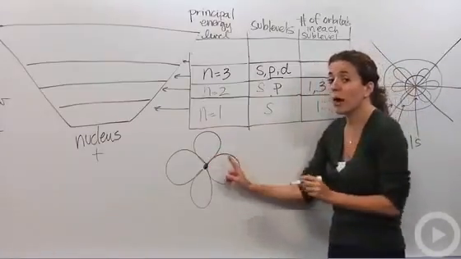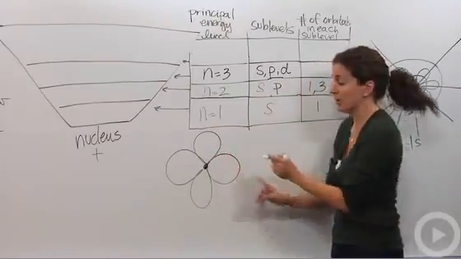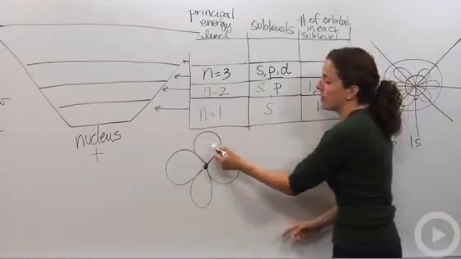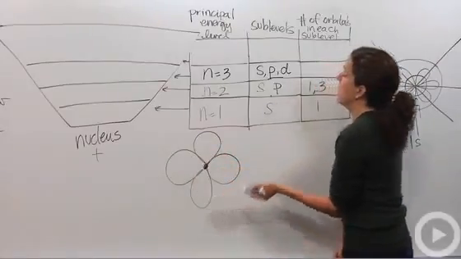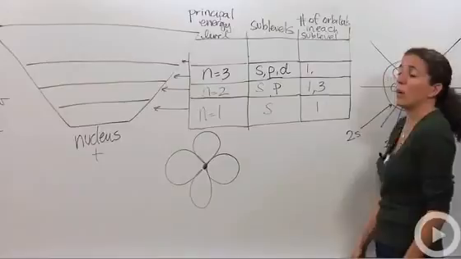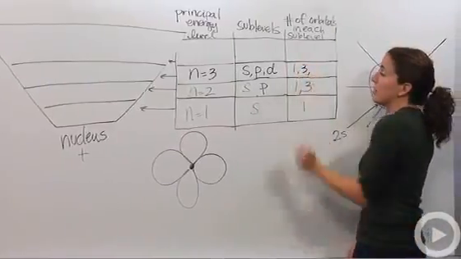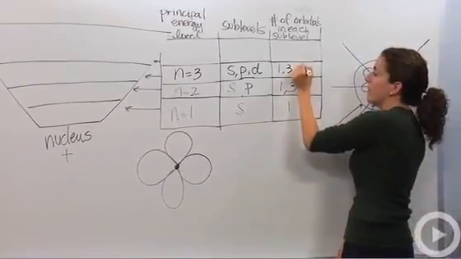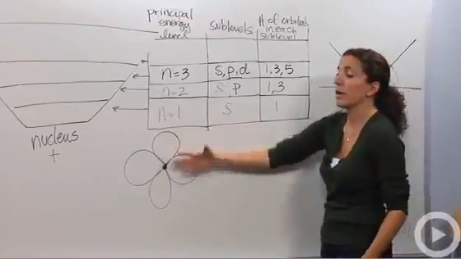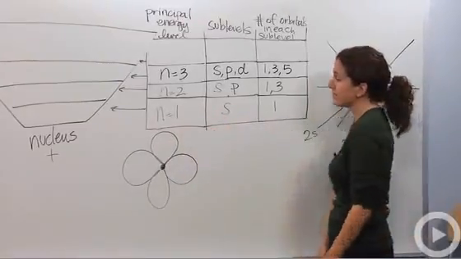Now, this is just 1 orbital. This is not 4 orbitals. This is just 1 orbital. So an electron can be found here, here, here, or here. So there's 1 s orbital, 3 p orbitals, and 5 d orbitals. They can be oriented in different ways along the axis.